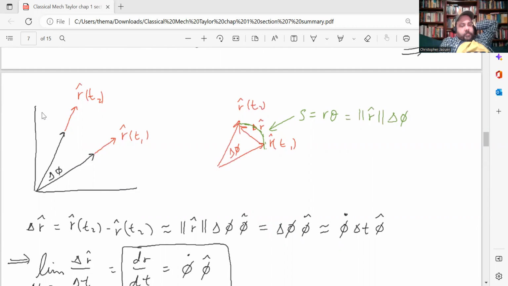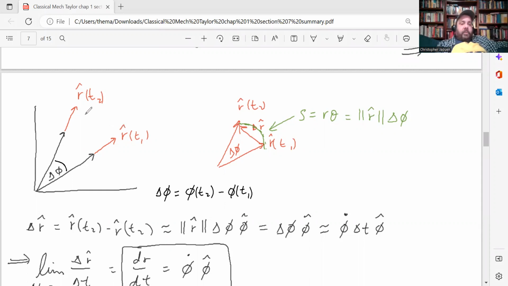So if we have two instants in time that are not equal, t1 and t2, and let's say that the angle at t1 and t2 is different, then the position vector will be different as well. So over here, this angle is delta phi, right? That's delta phi is phi of t2 minus phi of t1. It's a small change in the angle.